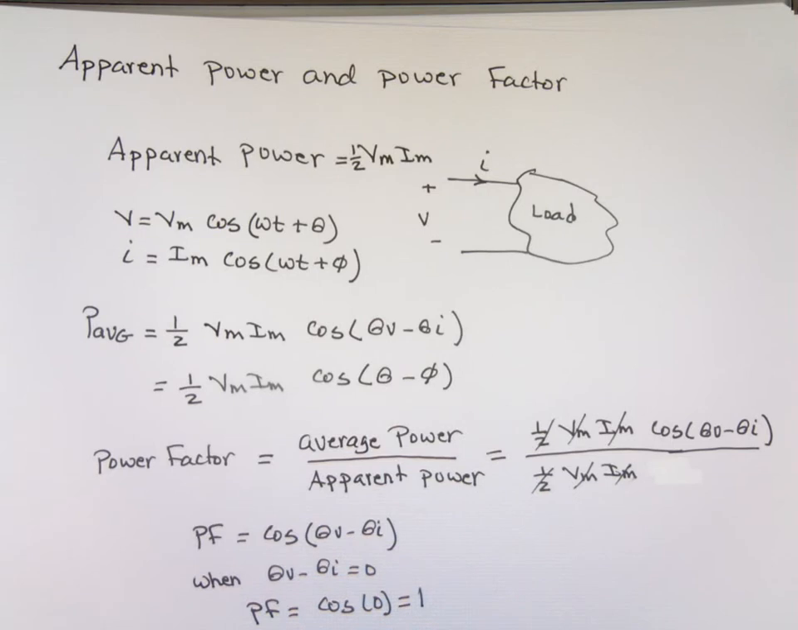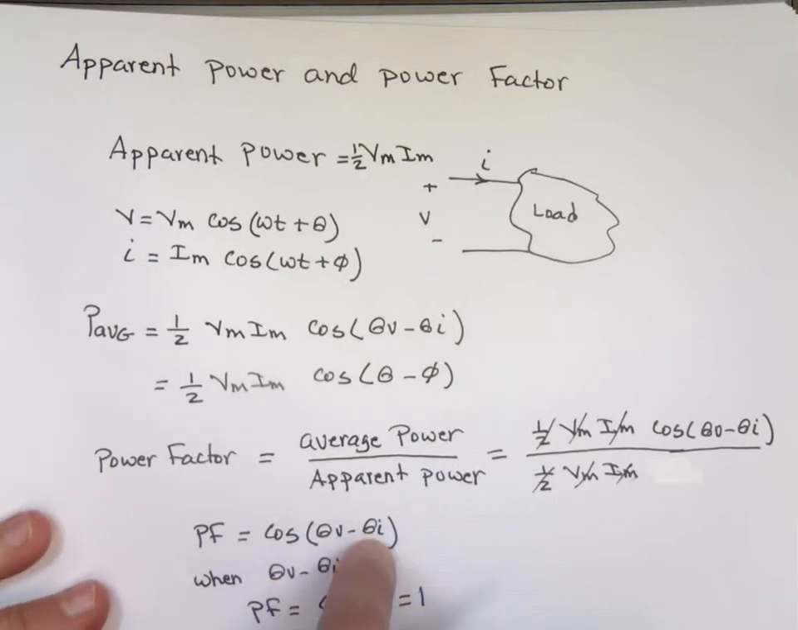That's the highest you can have. And what's the lowest value? When your load is purely what? An inductor or a capacitor? Because then this angle would be what? Either plus 90 or a minus 90.